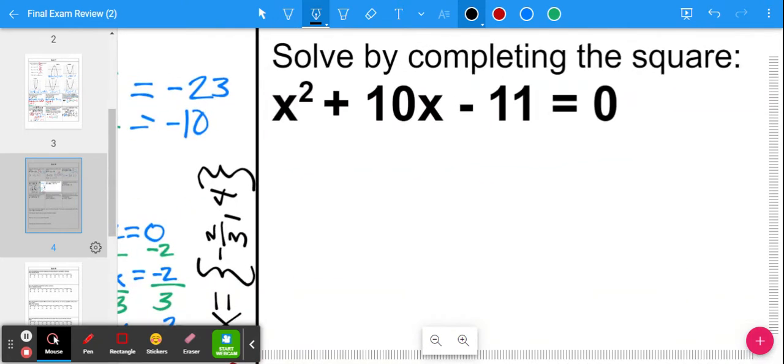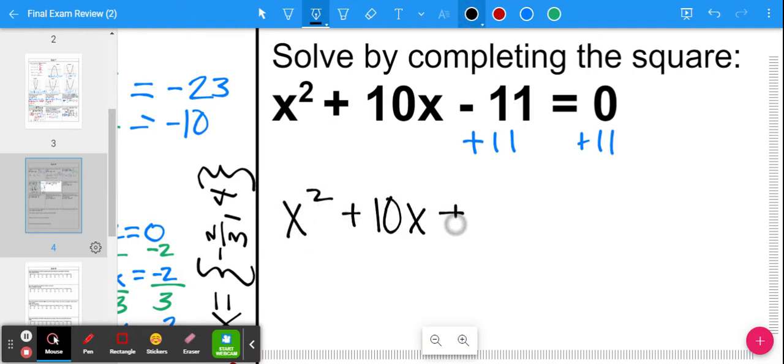So on the next one, it says solve by completing the square. So to complete the square, the first step is to move c. So we're going to add 11 to both sides of the equation. So then we're left with x squared plus 10x. And because we're completing the square, we're going to be adding something to both sides. So we have 0 plus 11 is 11.